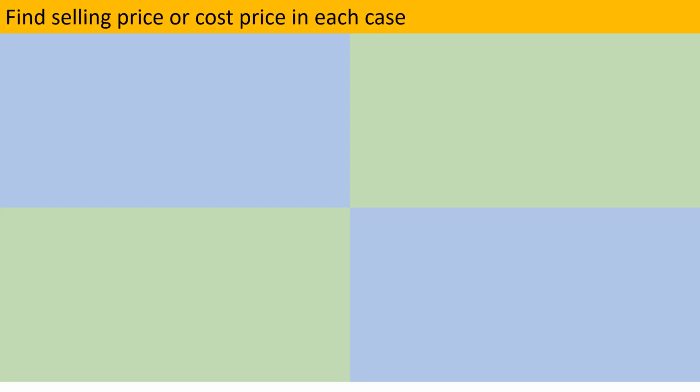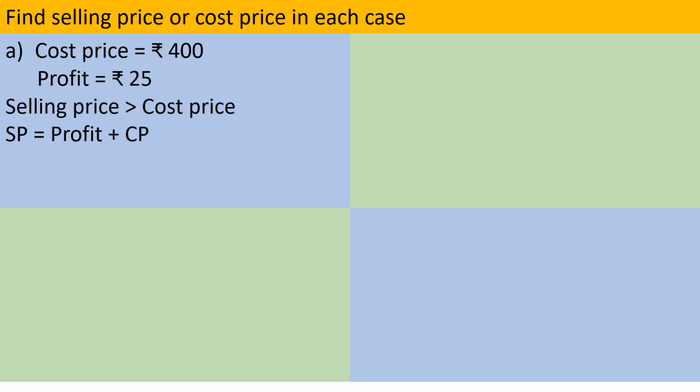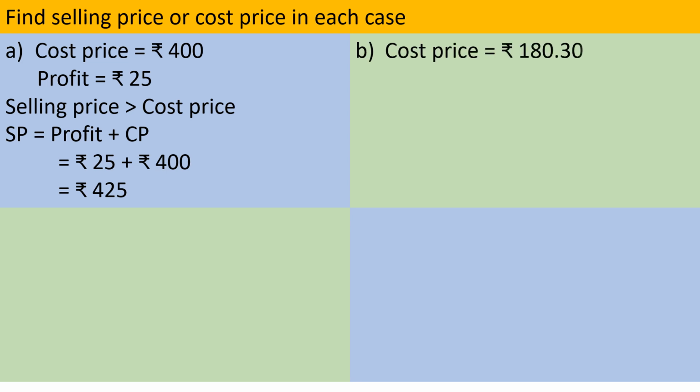Let us do a few questions. Find selling price or cost price in each case. Here is the first case. Cost price equals rupees 400 and there is a profit of rupees 25. Just understand that if there is a profit, it means selling price is higher than the cost price. It means just add the profit to the cost price and you will get the selling price. It is a formula, and it is 425.